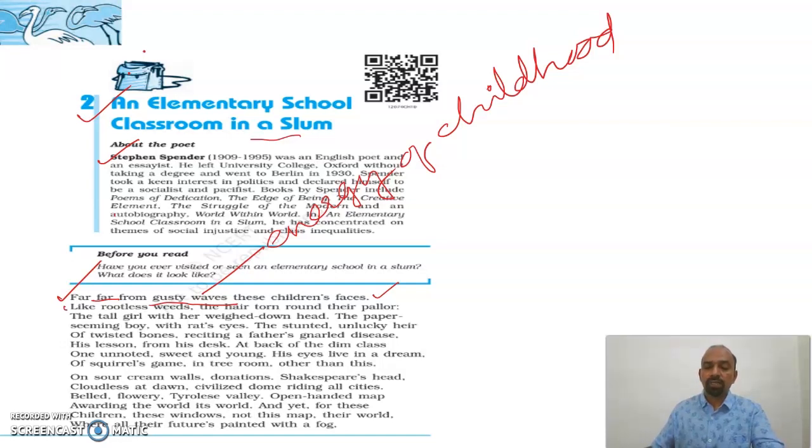Come to the second. Like rootless weeds. These children are compared with rootless weeds. The poetic device of simile is used to describe the children's state there. They are something like weeds. Weeds means unwanted plants.